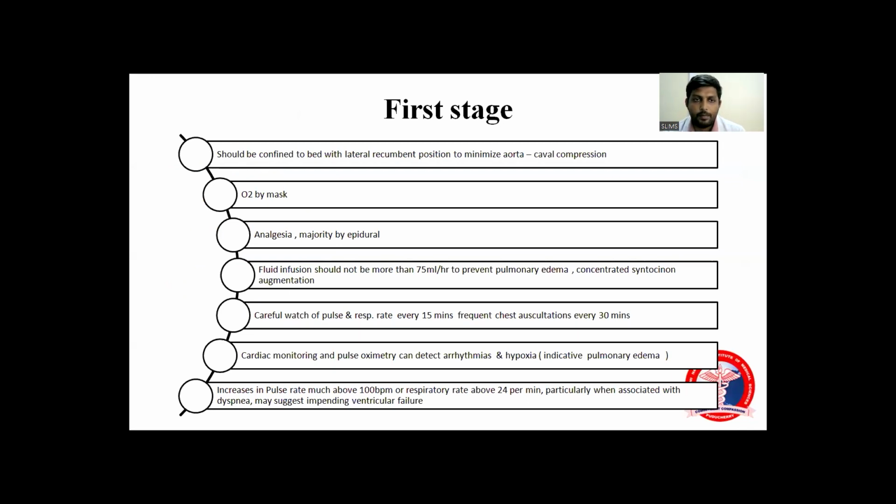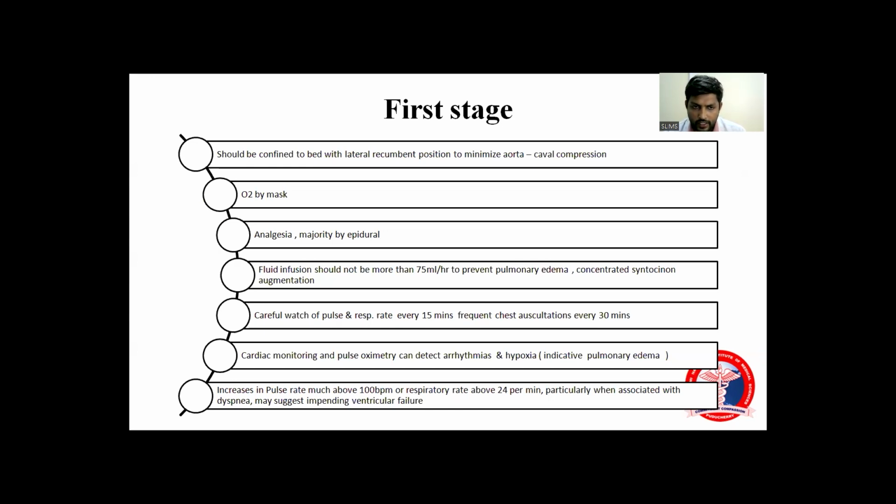So, what are the things that we should keep in mind in the first stage of labor? The patient should be confined to bed in lateral recumbent position to minimize aortocaval compression, with oxygen by mask and analgesia, majority by epidural. We have discussed in the past which patients tolerate epidural analgesia well. Fluid should be restricted to 75 ml per hour to prevent pulmonary edema, and we need to make sure there is cautious oxytocin augmentation.